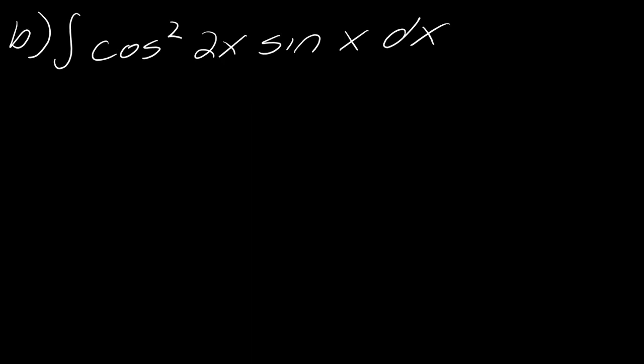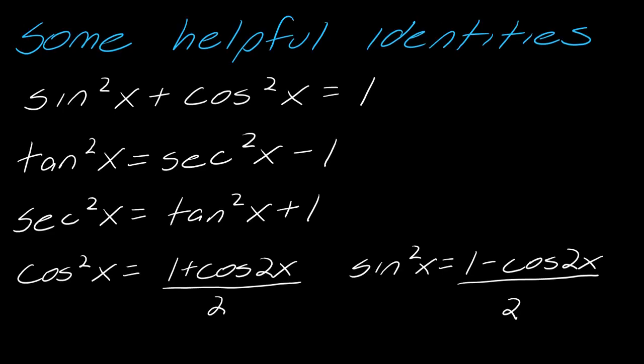Okay, so for this next one, this is a little trickier because now I've got cosine squared 2x, sine of x. So let's appreciate what's the first thing that we've got to do here. I'm going to go to my list of helpful identities. I've got that 2x in the problem, which makes me want to use one of these two identities. This is my list of quick hit identities that are very helpful in a calculus class. You can pause and write them down if you want.